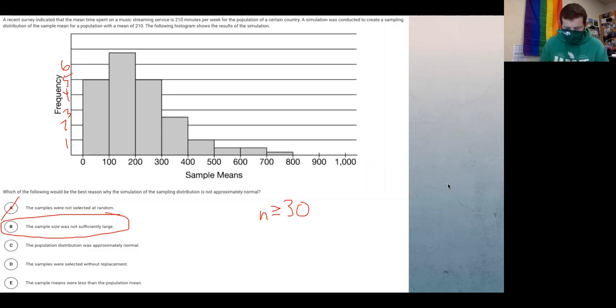The population distribution not being normal doesn't matter because the central limit theorem tells us that if our sample size is big enough, the sampling distribution will be normal. So that's not it. The samples were selected without replacement. As long as we didn't pick more than 10% of the population, the 10% condition takes care of that. All right. And the sample means were less than the population mean. That can happen. That doesn't determine whether or not, some sample means are less, some sample means are greater. So really the only good answer is B for this one.